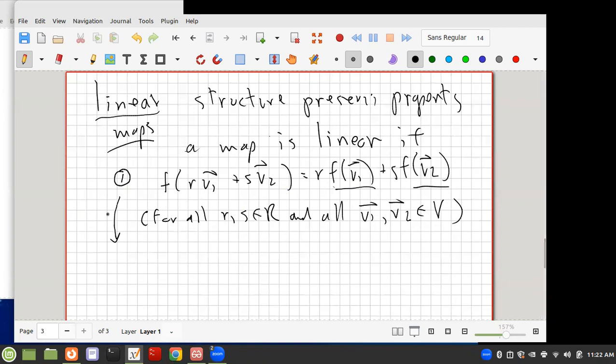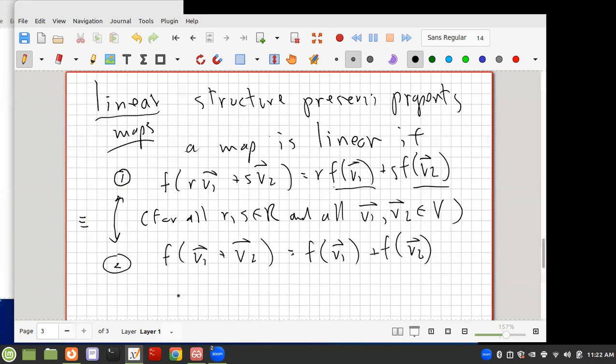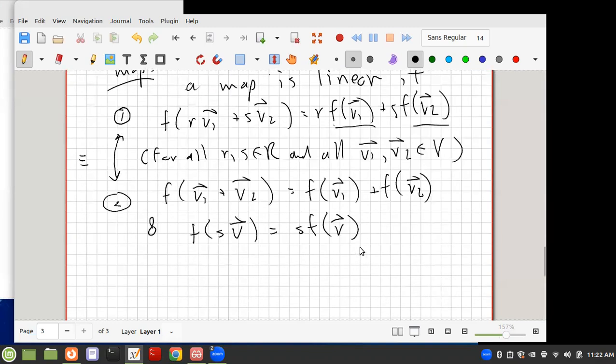Now, this is equivalent to this property: f of (v1 plus v2) equals f of v1 plus f of v2, and f of (s v) equals s f of v. Now you can see that condition 1 implies condition 2, right?